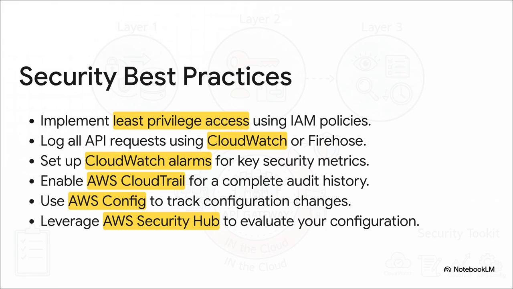Number 1, always, always, always use least privilege with IAM. Number 2, log your API requests with CloudWatch. Number 3, set up alarms so you get notified automatically when something's wrong. 4, turn on CloudTrail from day 1. Don't wait. 5, use AWS Config to track changes so nothing gets changed without you knowing. And finally, use tools like AWS Security Hub to have AWS automatically check your work against all the best practices. This is your recipe for a secure API.